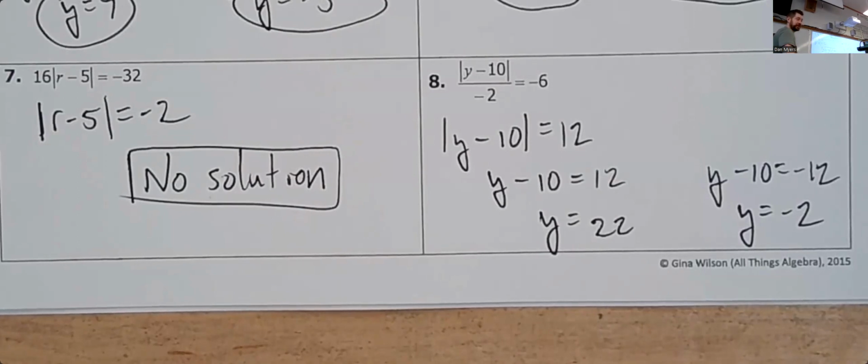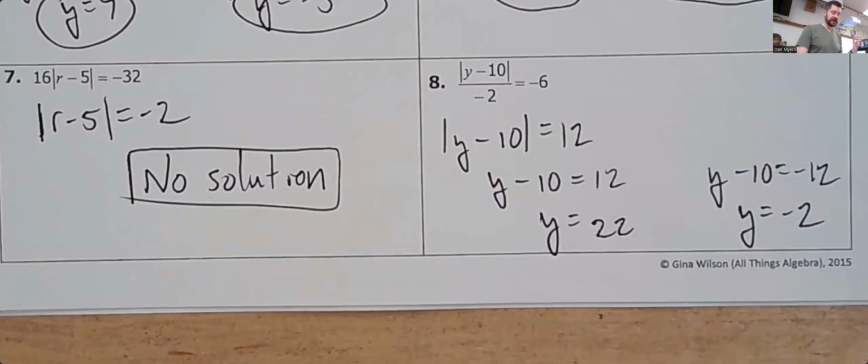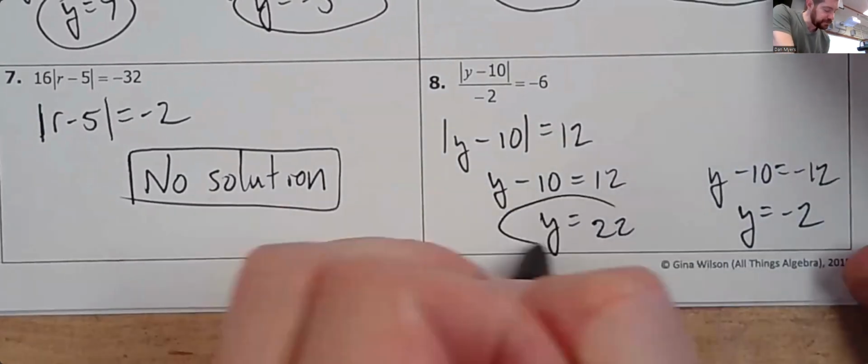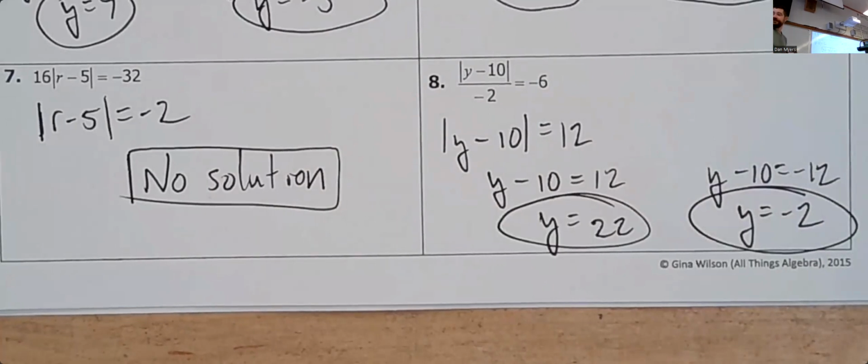We got to make sure they both work. So 22 minus 10 would be 12. Absolute value of 12 is 12. 12 divided by negative 2 is negative 6. Good there. Negative 2 minus 10 is negative 12. Absolute value of that is 12. 12 divided by negative 2 is negative 6. All right. So they both work. Great.